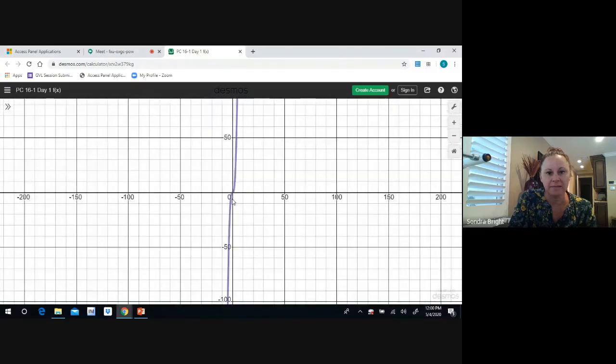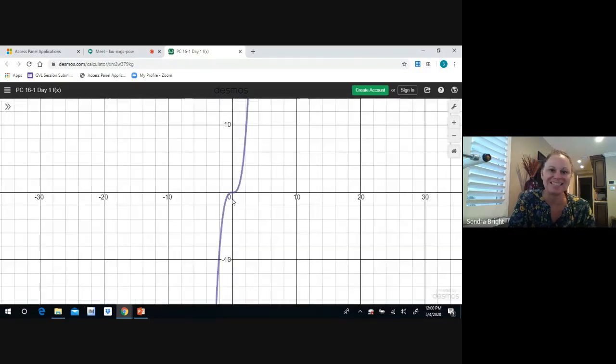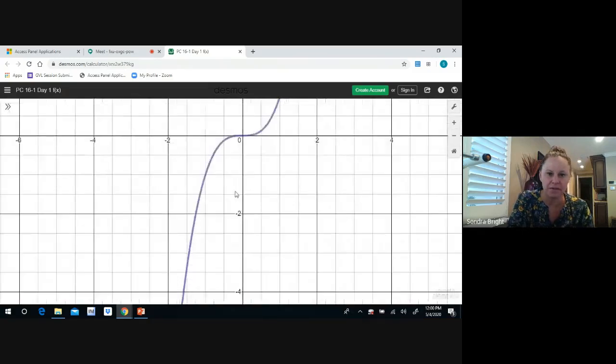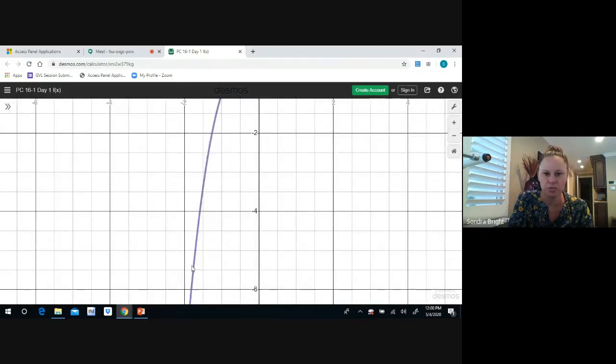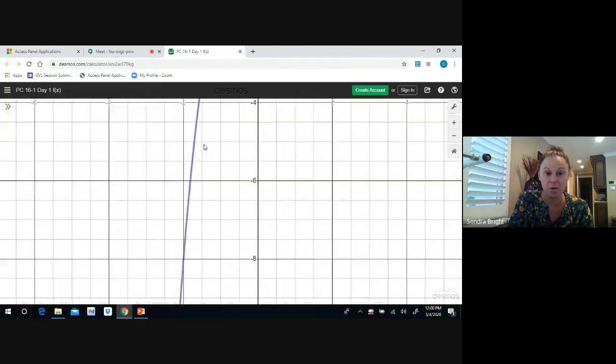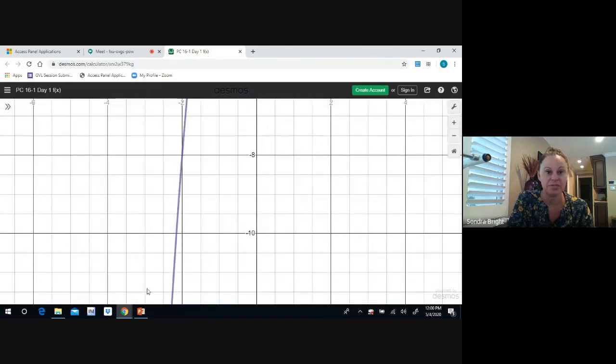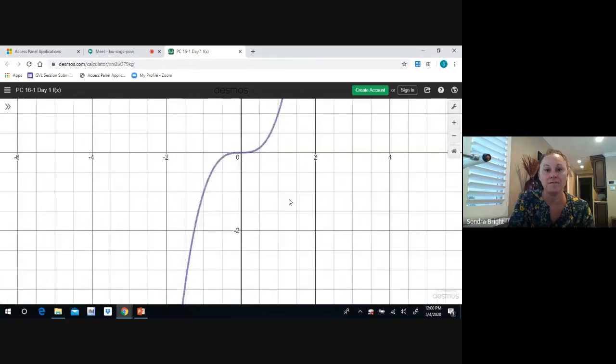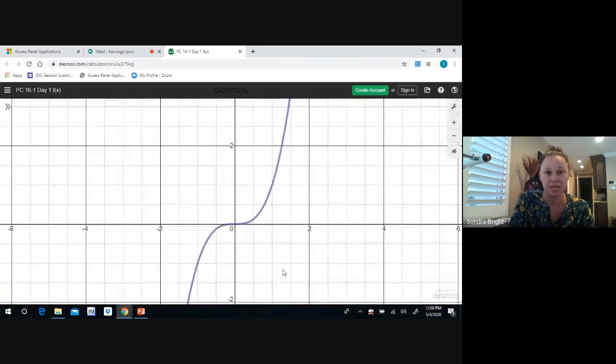And then the next question was, what's the limit as x approaches negative infinity? Well, do you see that your y values, zoom, zoom, zoom, they're going down very low, right? They're going to negative infinity. And so as x approaches positive infinity, your y values are going to positive infinity for x cubed, and as x approaches negative infinity, your y values are also going to negative infinity.